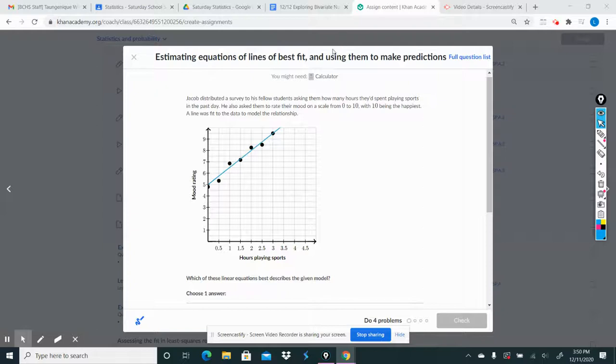Okay, in this video, we are estimating equations of line of best fit and using them to make predictions. So we have here Jacob distributed a survey to his fellow students asking them how many hours they'd spent playing sports in the past day. He also asked them to rate their mood from a scale of 0 to 10, with 10 being the happiest.